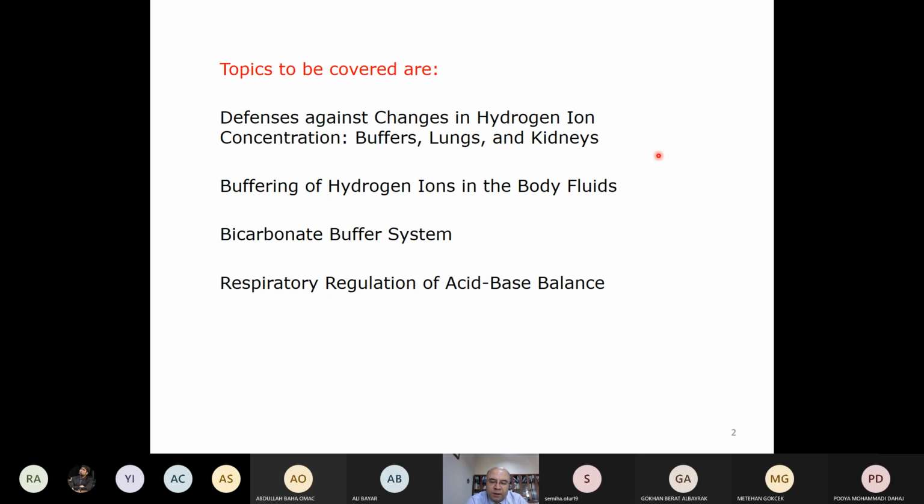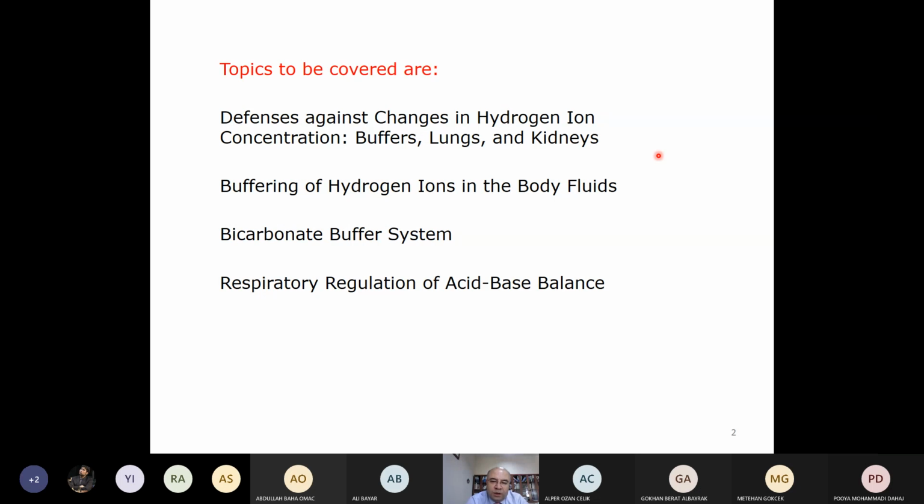Lungs are important. I have just said to you, we are losing carbon dioxide when we breathe. When you lose carbon dioxide, actually you are losing acid. If you can't breathe properly, then acid will be increased in your body.